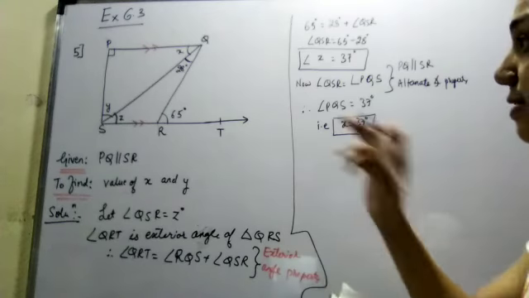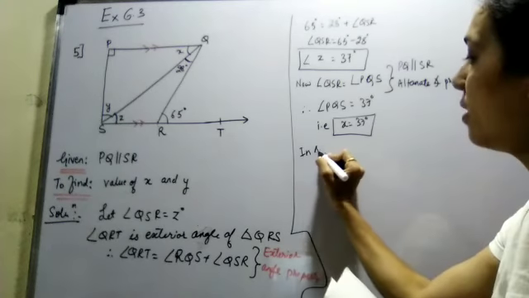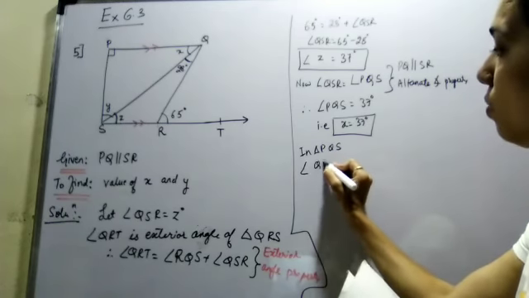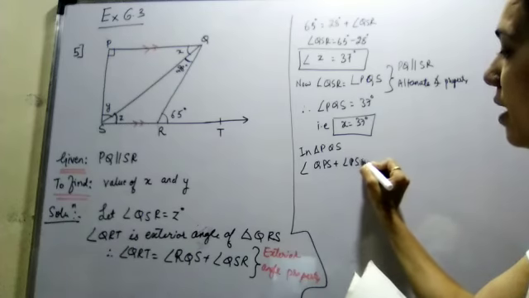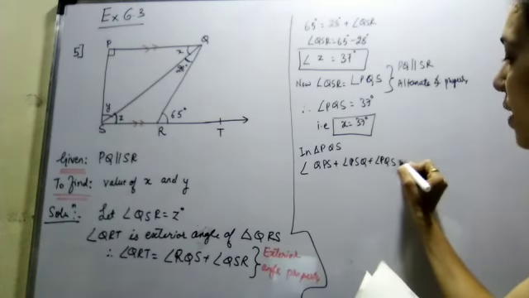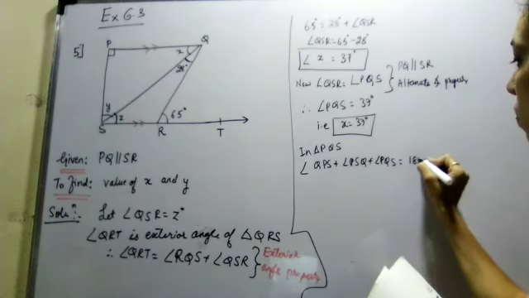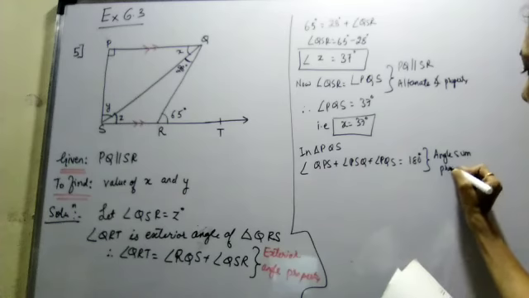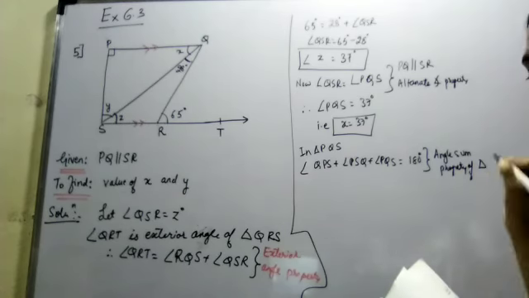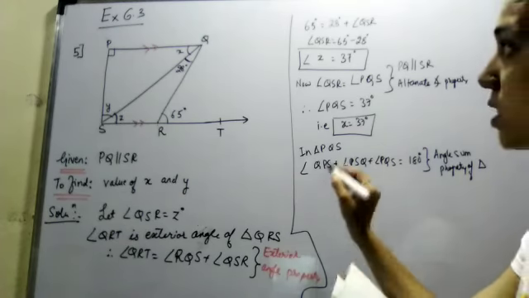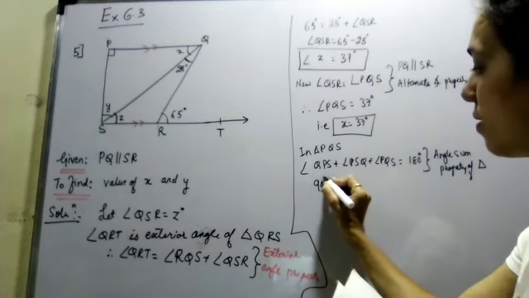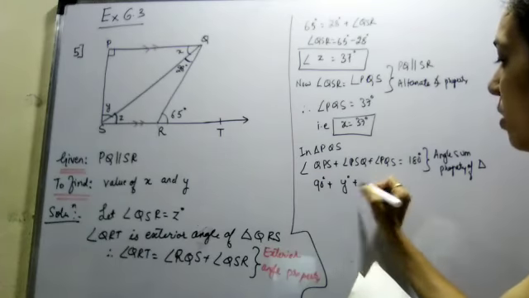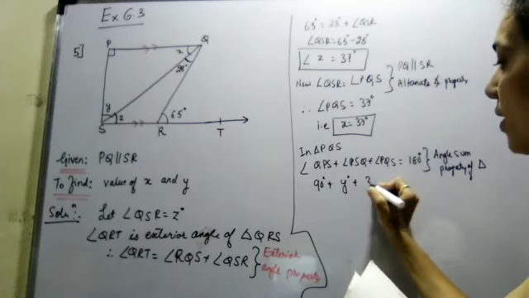Now what is remaining? Yes, angle y. In triangle PQS, angle QPS plus angle PSQ plus angle PQS is equal to 180 degrees. Angle sum property of triangle. QPS 90 given. PSQ we need to find out. PQS we have just calculated, 37.